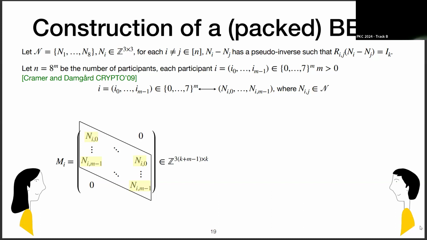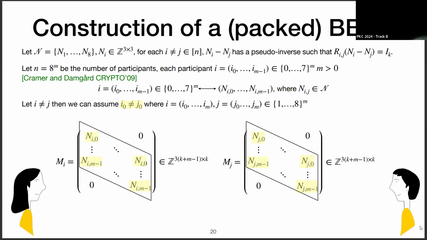Now we extend the number of participants. Let's say we have N, which is A to the M for some natural number M. And now each participant i can be represented as a vector of size M in base A. And this implies a one-to-one correspondence with a vector of matrices from the family capital N. So in this way, we can construct for each participant i a bigger matrix Mi that has in the rows the matrices corresponding to its vector of the capital N, and then we shift them to the right and we add zeros.